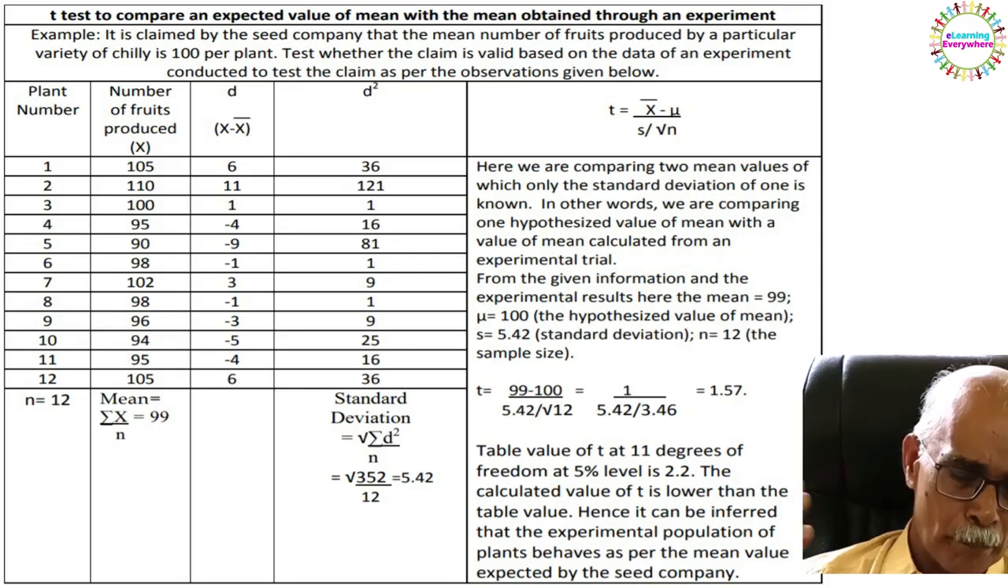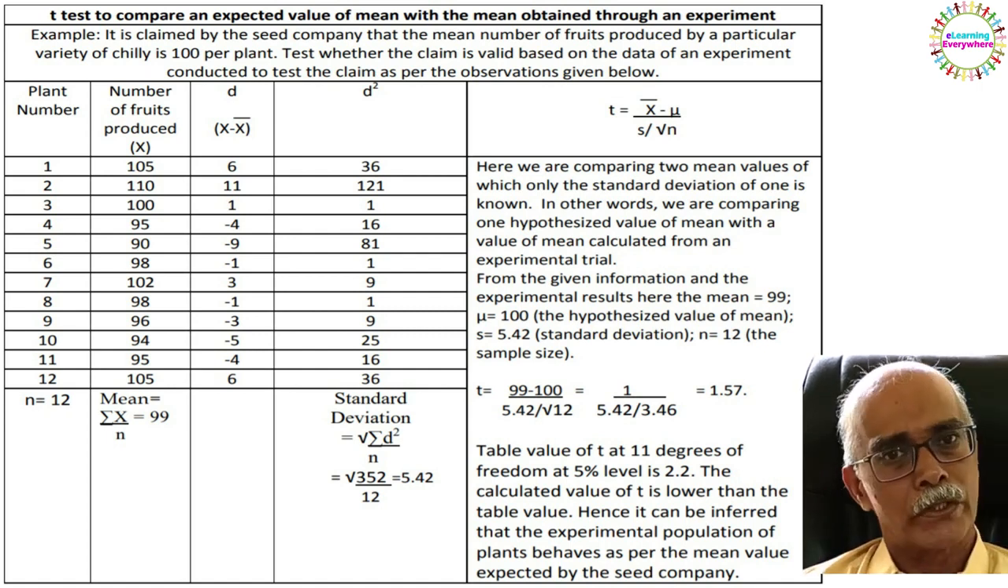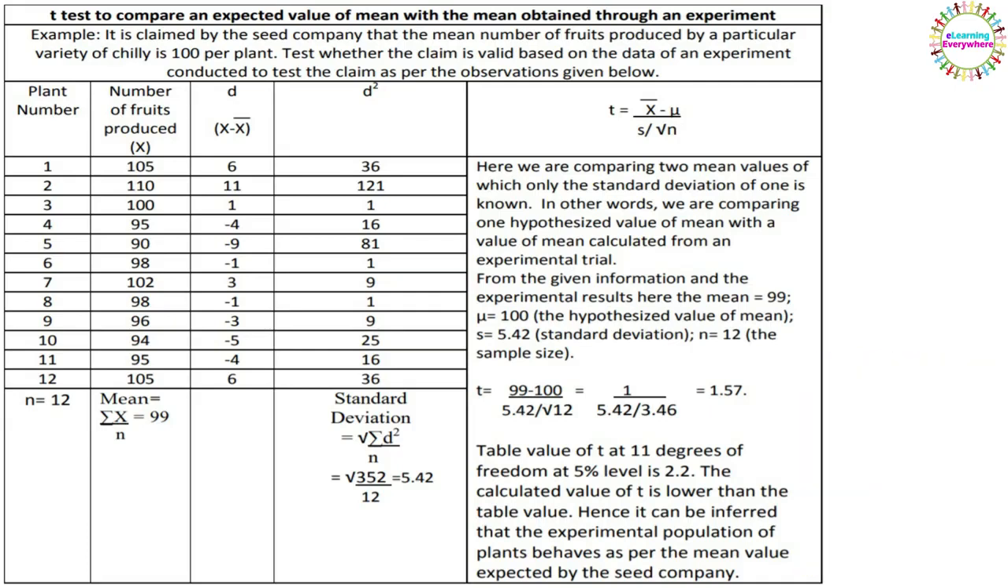The hypothesized mean and the calculated mean differ little, and under the t-test you have seen that the variation is not significant. So you have concluded that the claim of the company is valid. So that is the first experimental situation under which you are using the t-test.